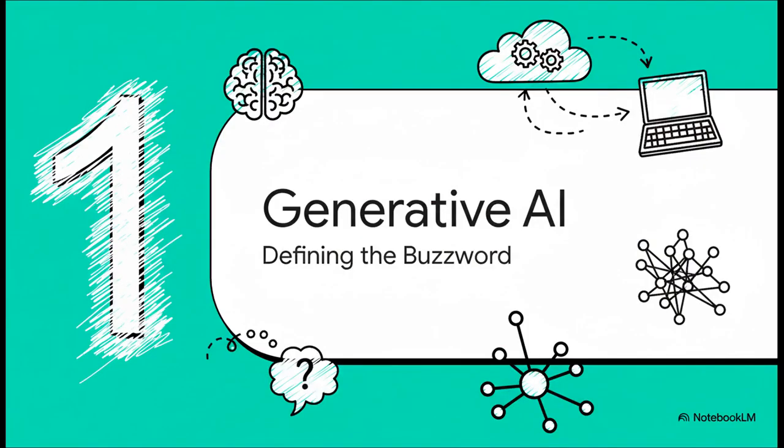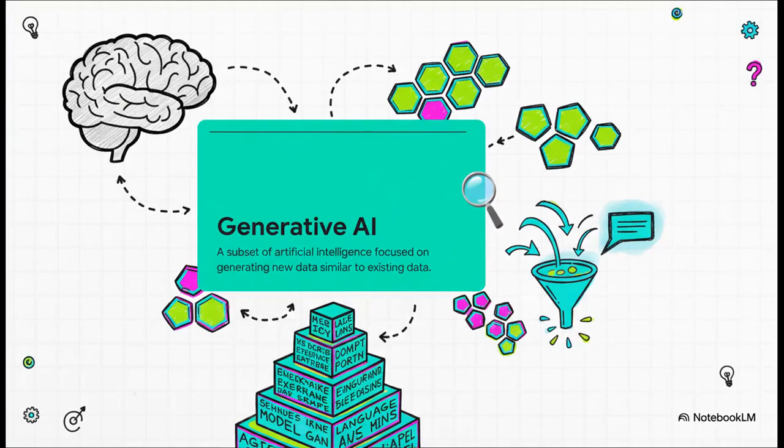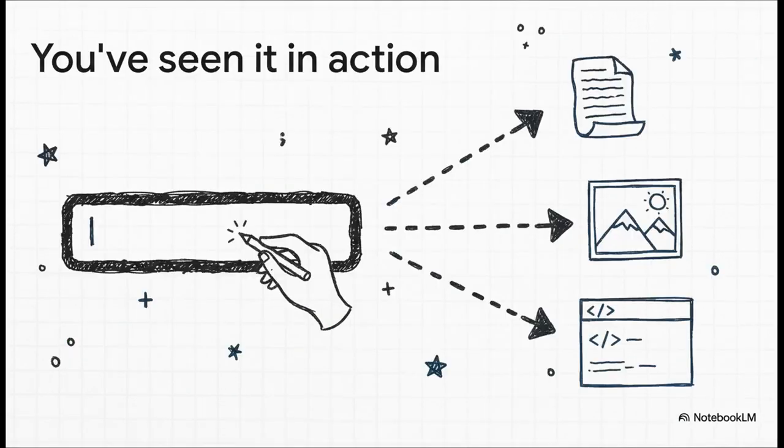First things first, what are we even talking about here? We hear the term generative AI everywhere, but what does generative actually mean? To put it simply, it's not just about analyzing information that's already out there. No, this is about creating something brand new. It learns all the patterns from data it's seen, and then it uses that knowledge to generate something totally original. And you've definitely seen this technology in action.